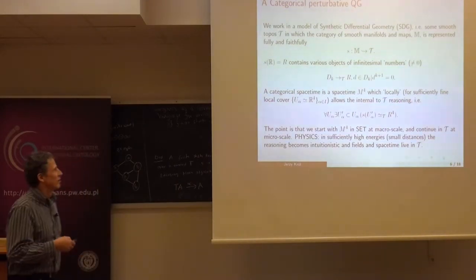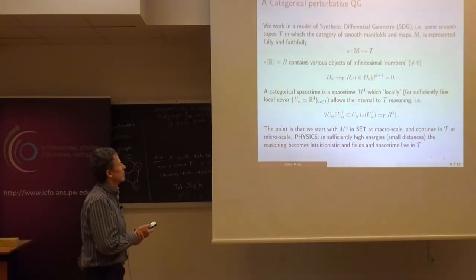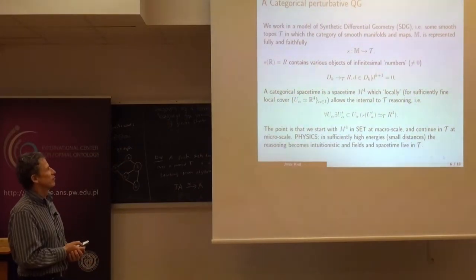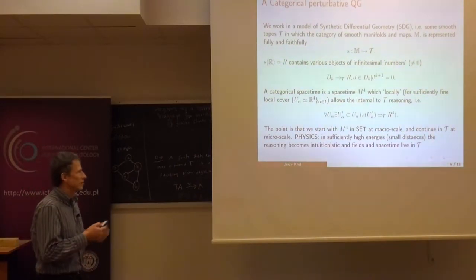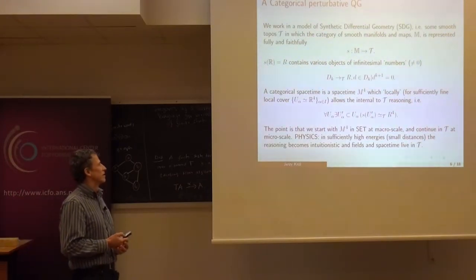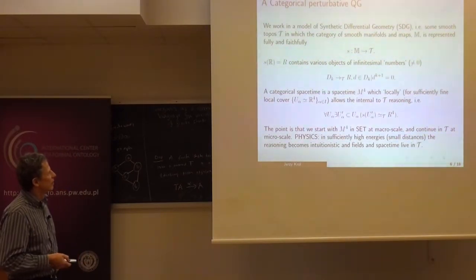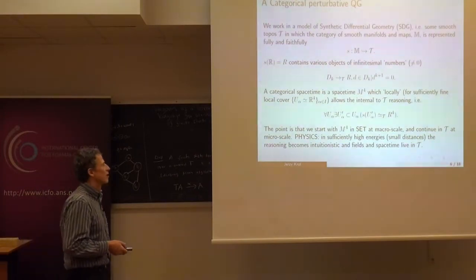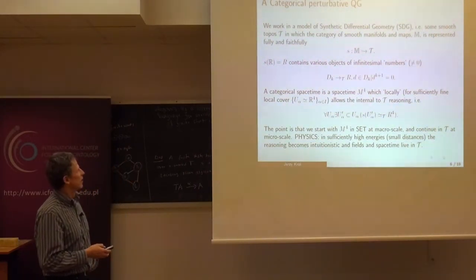And our rough definition of categorical space-time in this context is the following. It is ordinary manifold embedded already, Minkowski manifold embedded in our category, in our topos, we require that for any local cover of such manifold, we obtain more fine subcover whose elements are isomorphic to the internal objects R4 in the category.